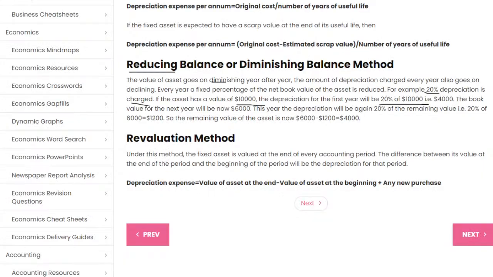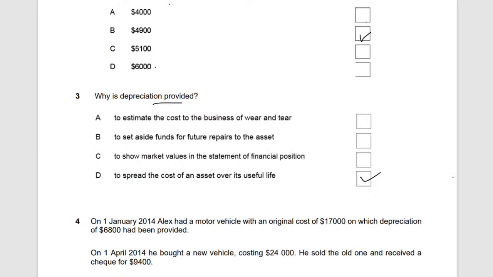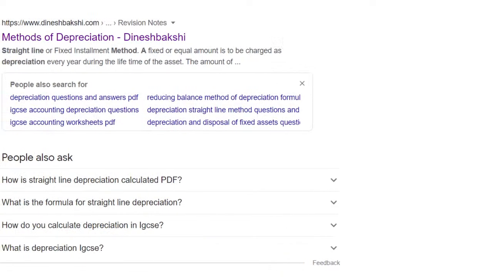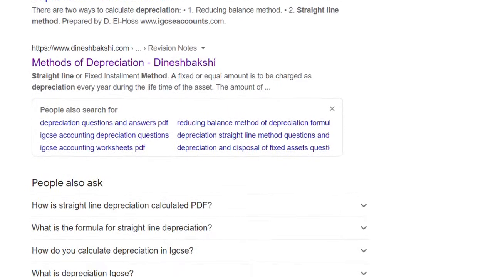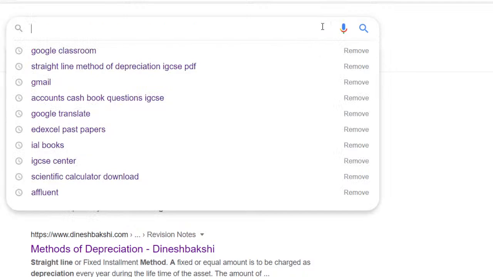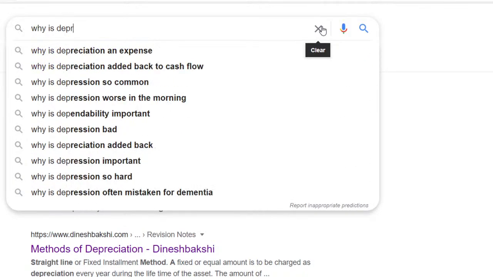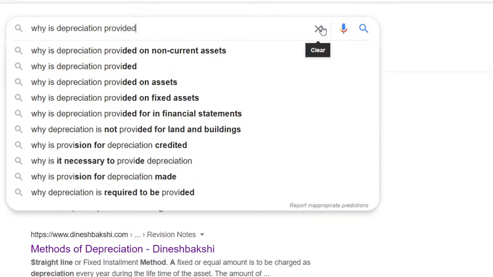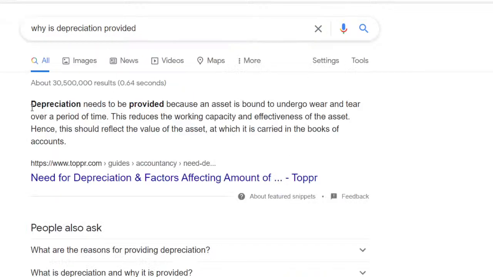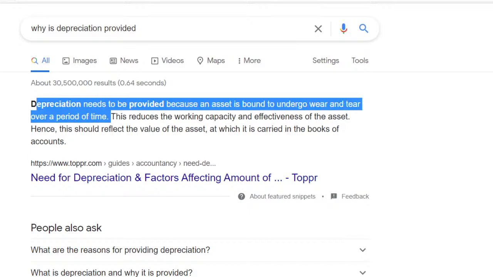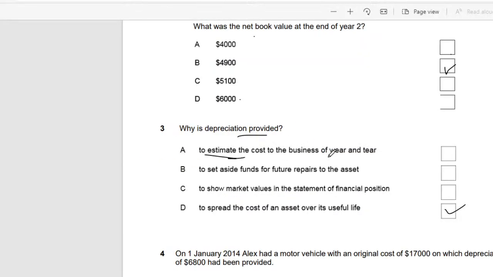We can also search it on Google and see what Google gives us. So let's see what Google says. Why is depreciation provided? You can see depreciation needs to be provided because an asset is bound to undergo wear and tear over a period of time. So you can see that here it's to estimate the cost of a business of the wear and tear.